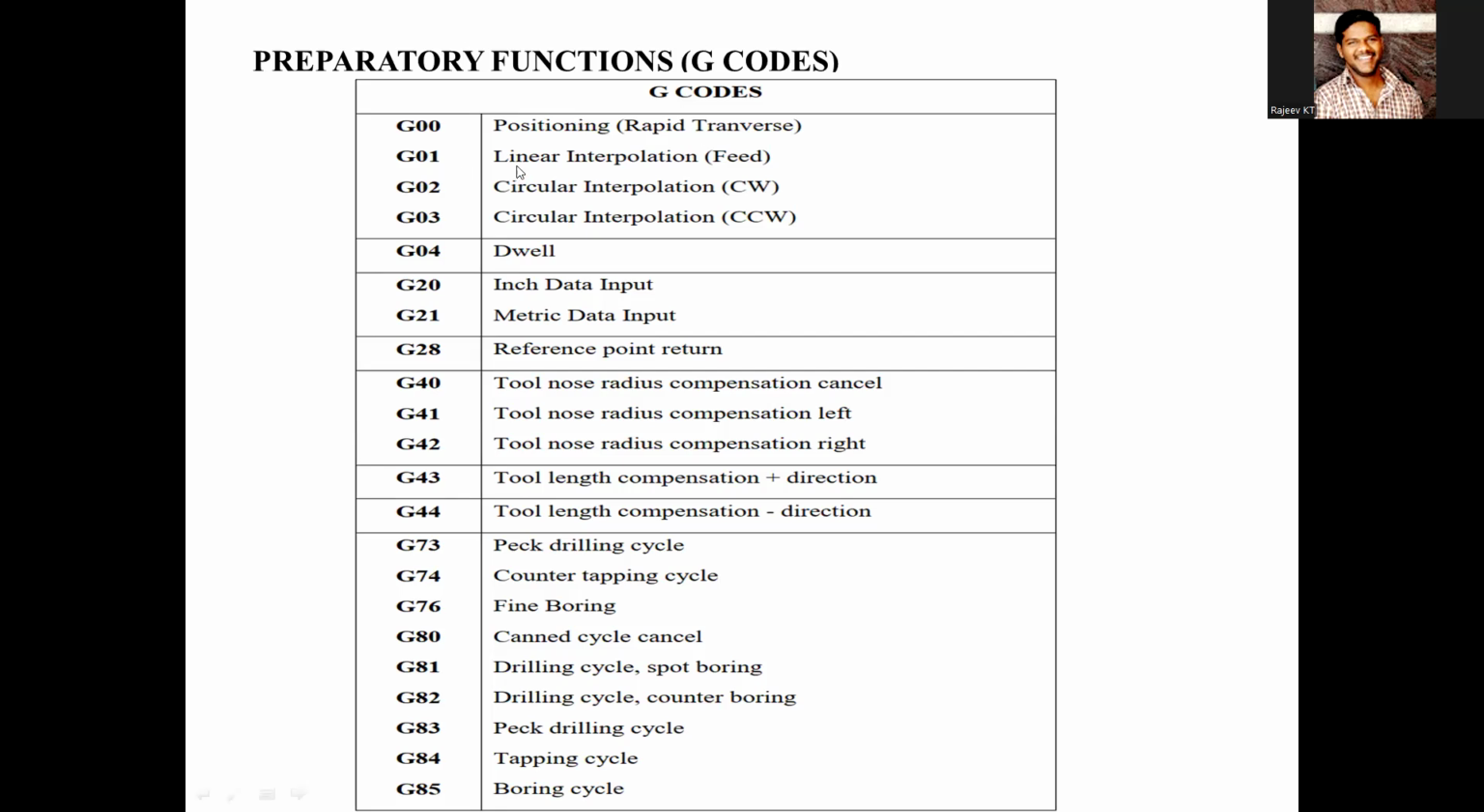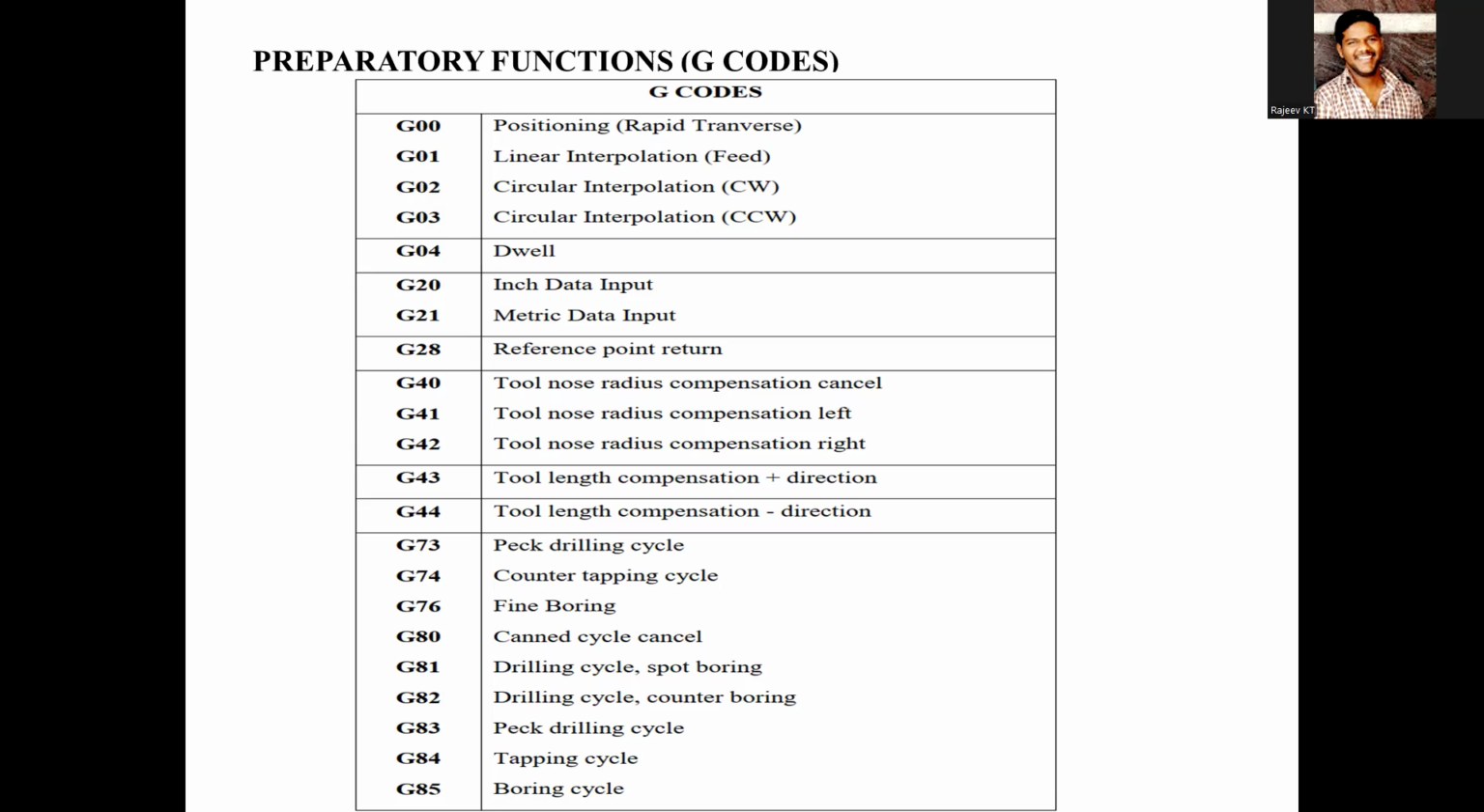G01 means linear, either in the X direction, the Y direction, or the XY direction. It will move in a linear pattern. That's why it's called linear interpolation. If you want to write a program using linear interpolation, we have to give the code G01. Similarly, for circular interpolation it is G02, and in circular interpolation we come across clockwise and anti-clockwise. If it is clockwise interpolation, we write G02. If it is anti-clockwise, we write G03.